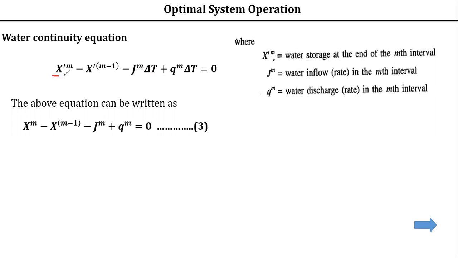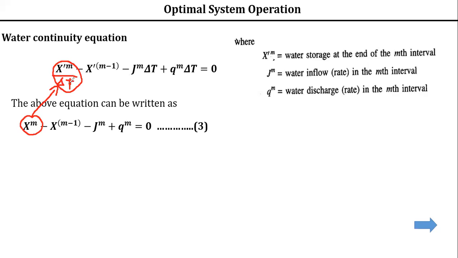So this becomes x dash m by delta T, isn't it? This becomes x dash m by delta T. So this x dash m by delta T is replaced with your xm. Clear? Hope you understood this one.